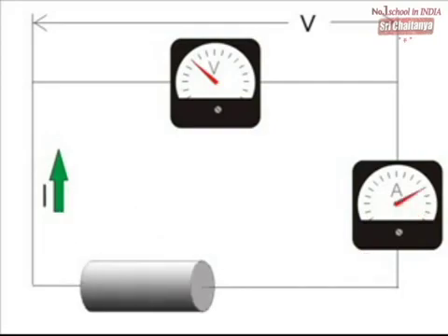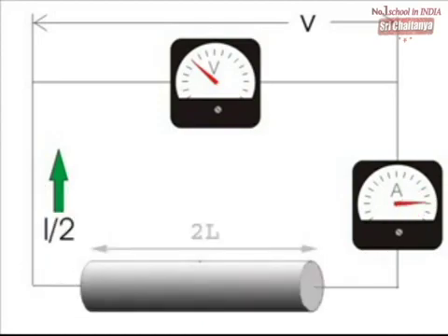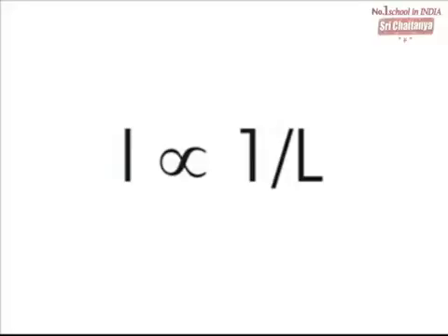If we observe carefully the current through the conductor for different lengths, we will clearly find that current varies inversely with the length of the conductor. It can be concluded that current through a conductor for the same applied voltage across it is inversely proportional to the length of the conductor. Hence, I is proportional to 1 by L. Say this is equation 1.